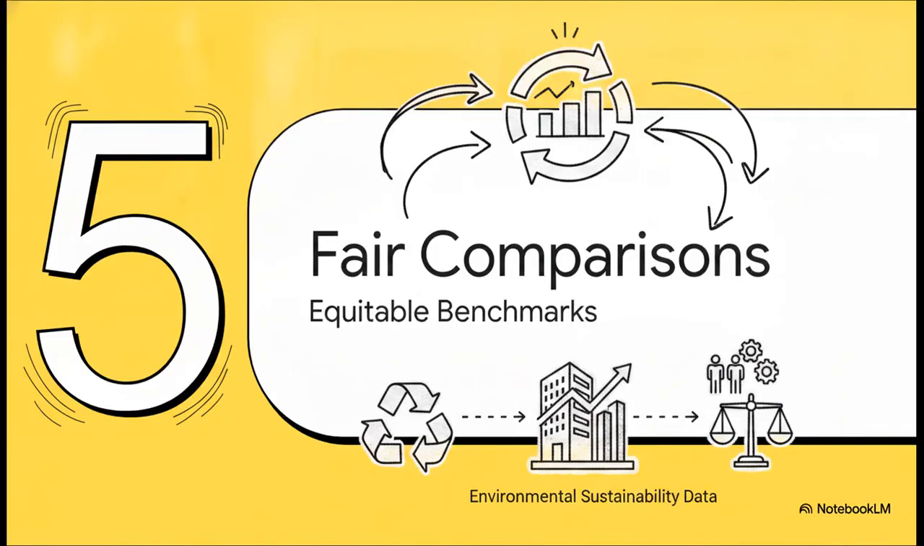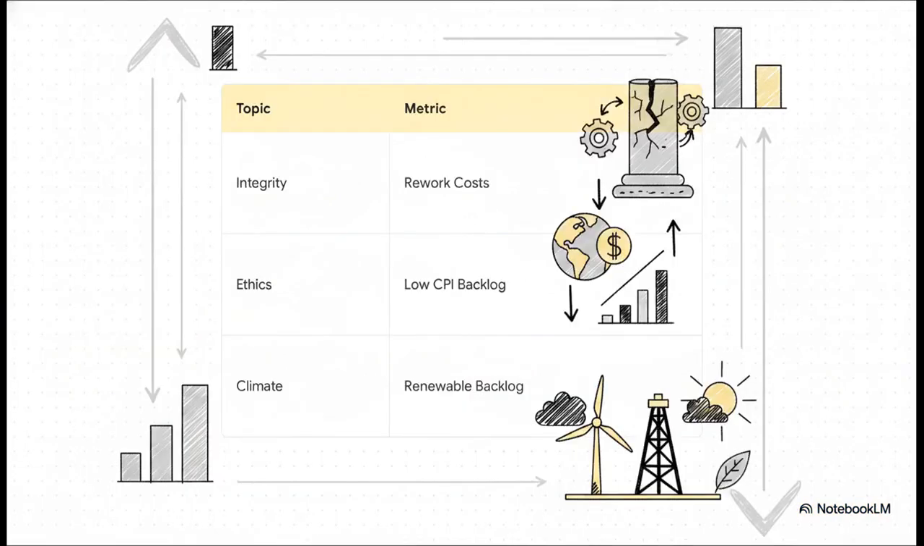Which brings us to our fifth and final section, facilitating fair comparisons. Let's tie this all together and see how normalization is applied across various critical ESG topics. Let's take a second to look at how these metrics interact with specific sustainability risks. Starting with structural integrity. To measure the monetary hit from defect and safety-related rework costs, we have to know if that cost is proportionally high or low, right? We do that by comparing it to the total volume of active projects, or backlog.